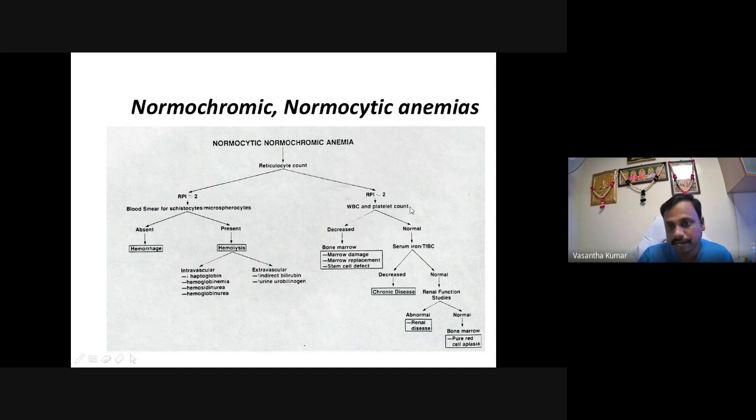If the WBC and platelet count are normal and only the hemoglobin is low, then check the serum iron and the TIBC. If the serum iron and TIBC are decreased, it is due to anemia of chronic disease. If they are normal, check the renal function studies. If abnormal, it could be chronic kidney disease. If normal, check the bone marrow, it could be due to pure red cell aplasia.